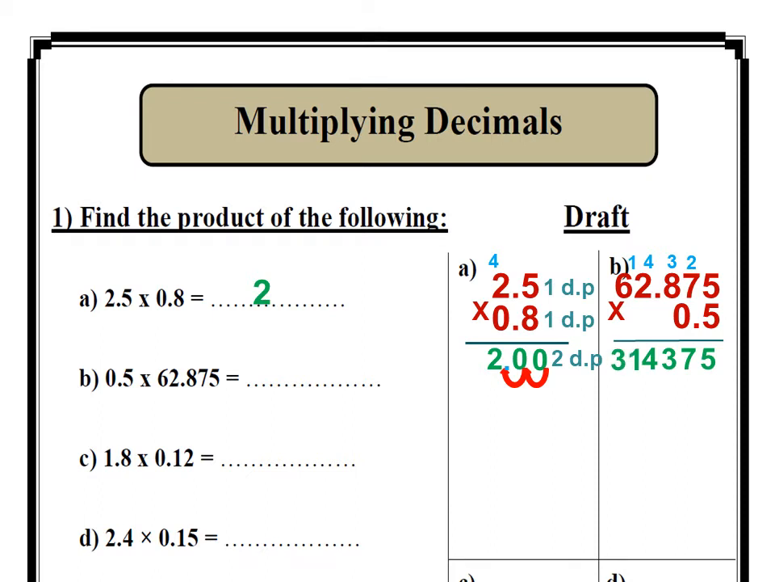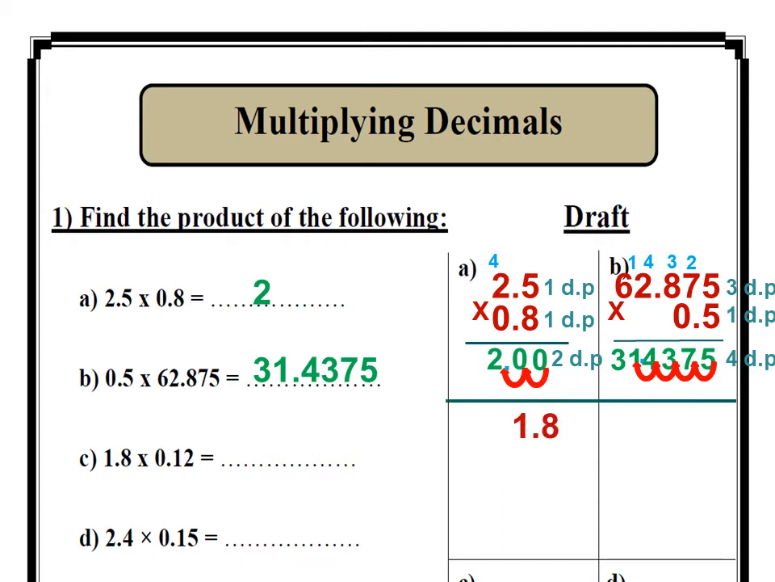As we said, multiplying 0 by any number is going to give me 0, so I will escape this step. In the first number I have 3 decimal places, in the second number I have 1 decimal place, so my answer has 4 decimal places. Counting the steps from the right side to the left side, so 1, 2, 3, 4. Here is the position of the decimal point, so my answer is going to be 31.4375.